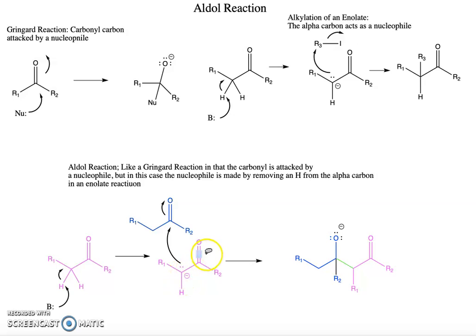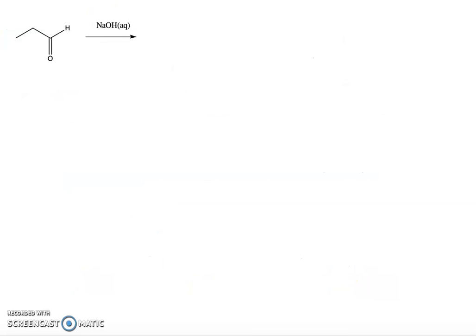So this nucleophile, the enolate, is in purple. This is where it ends up in my product. This thing that gets attacked, like it was the Grignard reaction component, is in blue and ends up over here. And my new bond is in green. So let's look at some examples of the Aldol reaction.